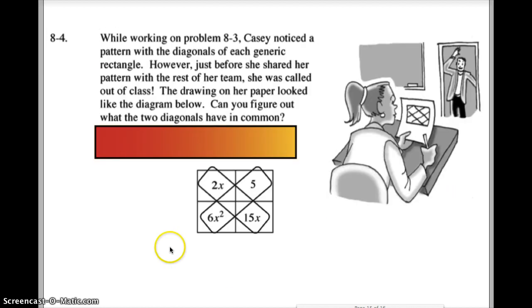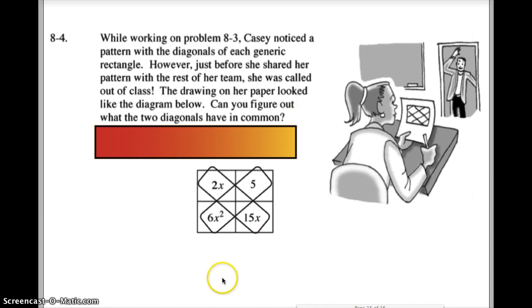Number 4. While working on problem 8.3, Casey noticed a pattern with the diagonals of the generic rectangle. However, just before she shared her pattern with the rest of the team, she was called out of class. The drawing on her paper looked like the diagram below. Can you figure out what the two diagonals have in common?